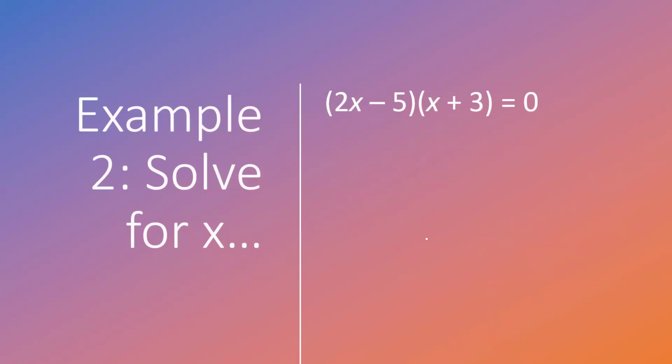The factors are 2x minus 5 times x plus 3 equal to 0. What are my solutions? Step 1 is to make sure it's fully factored. Are we already fully factored? Yes. Step 2 is to separate and set each factor equal to 0. Step 3 is to isolate the variables using inverse operations, solve for x. And then step 4 is to check yourself.